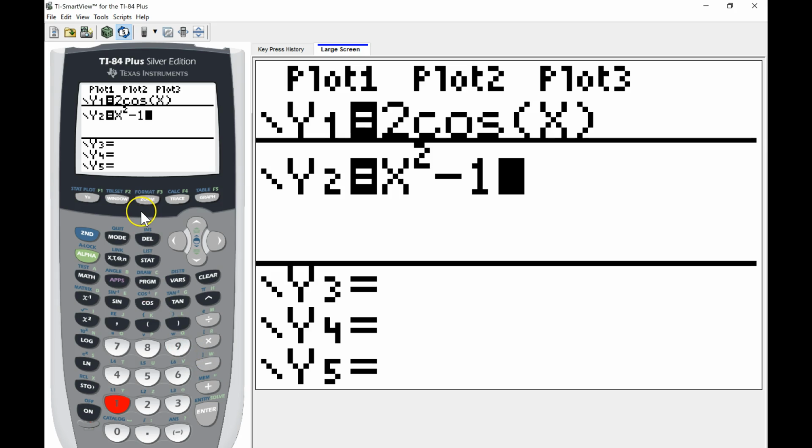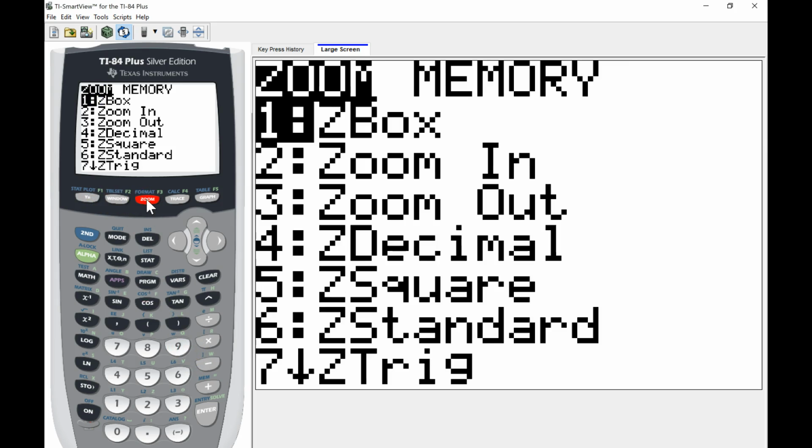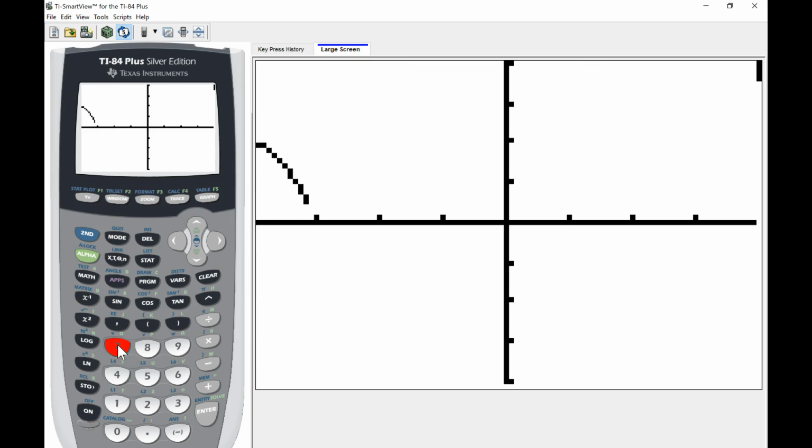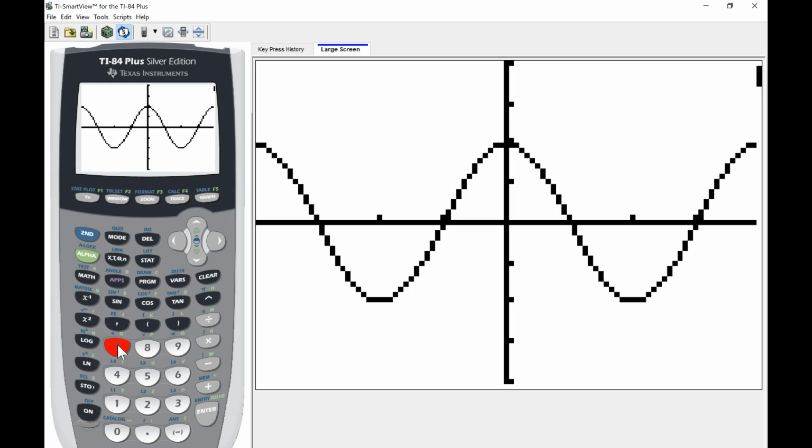Okay, so when I have a trig function, I like to do Zoom 7, which is the trig zoom. What it does is the x-axis, instead of going 0, 1, 2, 3, 4, goes 0, pi over 2, pi, 3 pi over 2, and so on. So I'm going to select 7, and it's going to look like this. And so let's see, we don't need all of this. Basically, this is what we're looking at. And let's find the point of intersection.